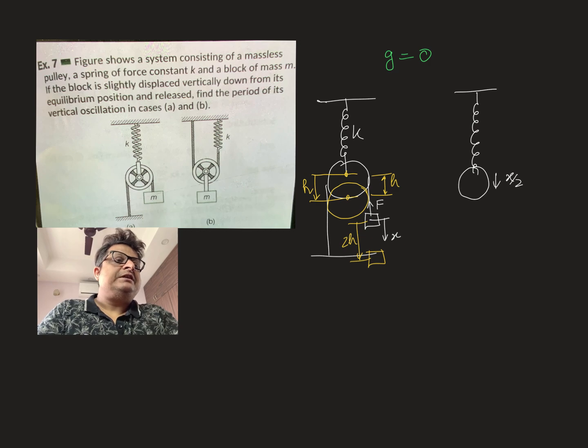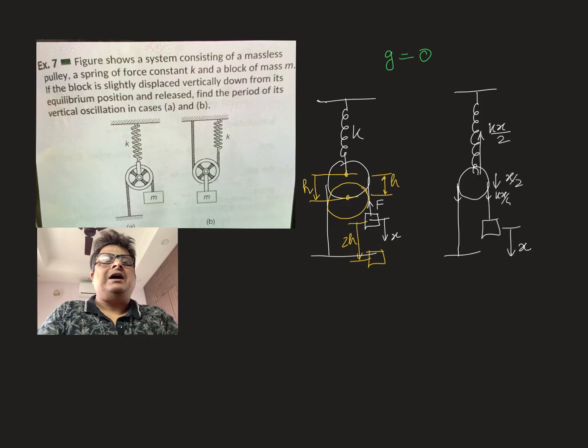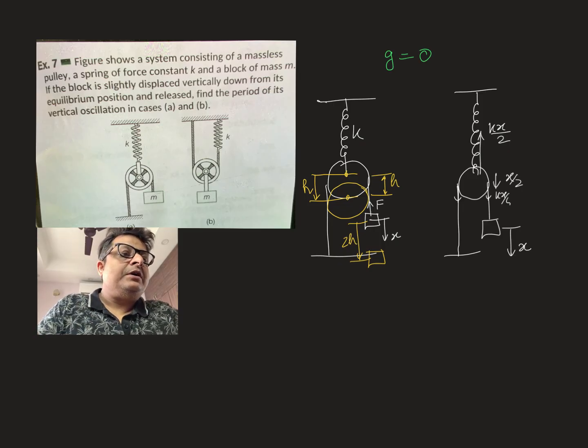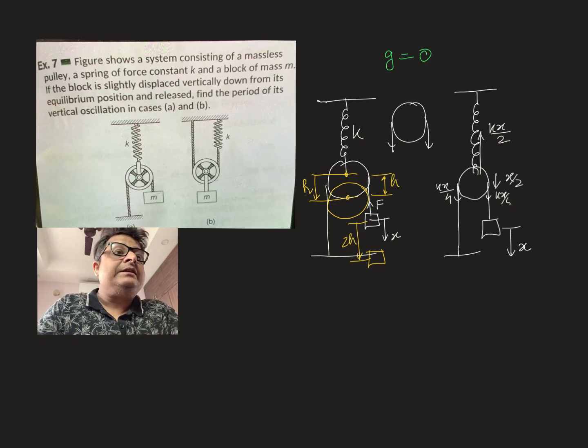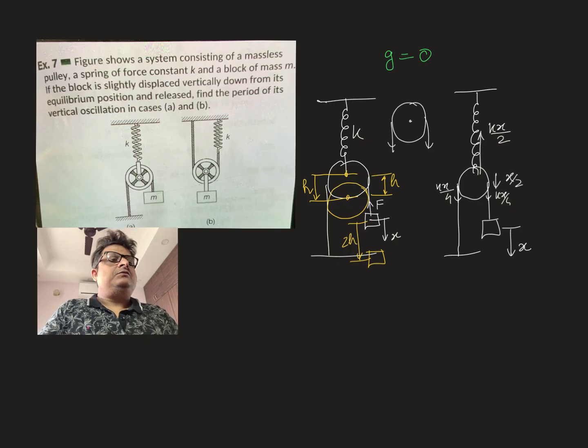Pulley goes down by x by 2, and as the mass goes down by x, that means the force is kx by 2, and tension in each string is kx by 4. Half of this force is distributed on either side, because it's a massless pulley, so tension should be equal on both sides, else there is unbalanced torque.